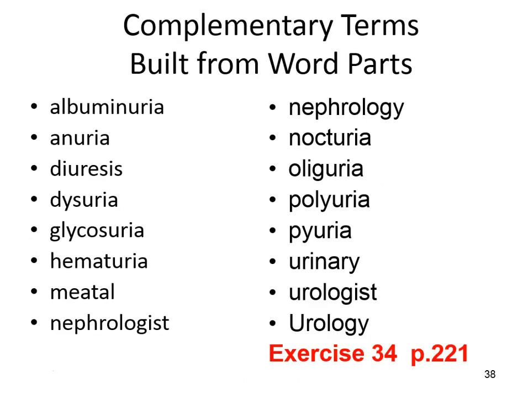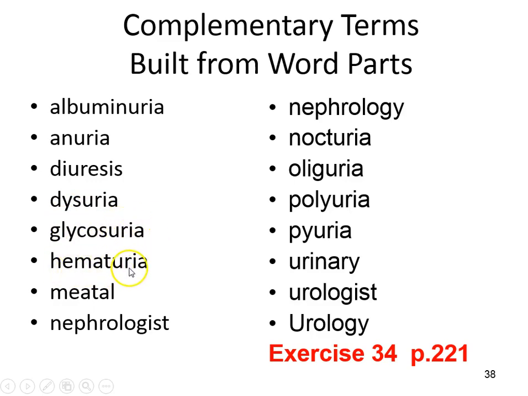All right, we're getting there. We are to the complementary terms. These ones are from word parts. So anytime we have ur, it's really about the urine. So if we have albuminuria, it's albumin in the urine. If you have sugar or glucose in your urine, it's glycosuria.